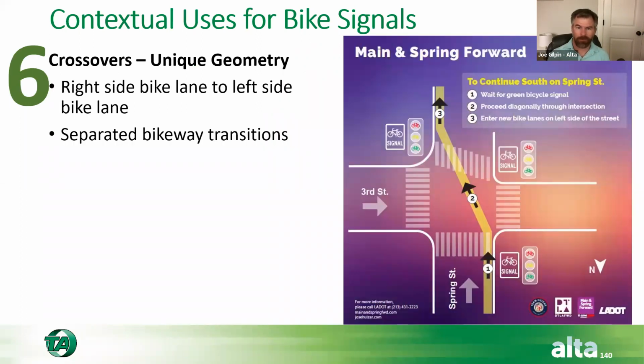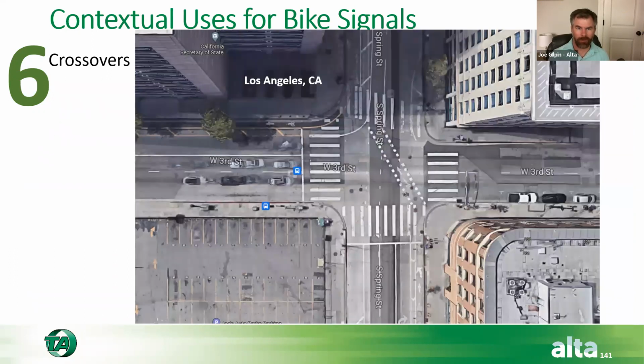Here's another interesting one. This is from Los Angeles, and they have a point on Spring Street where their right side bike lane on a one-way transfers over to a left side, and they decided to use a crossover signal in this case. And I've seen this done in other places. There's one in Des Moines, Iowa, I think also, but this is what that looks like from an aerial. So you can see there's a detector in here, and you stop and you wait for the bike signal and you cross over and get in the bike lane going in the other direction.